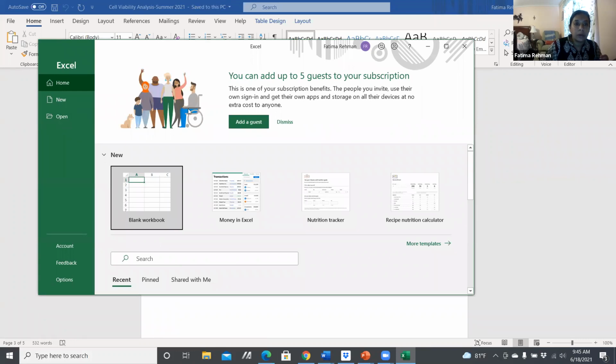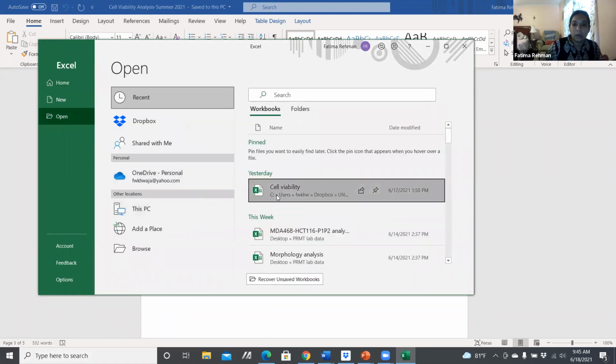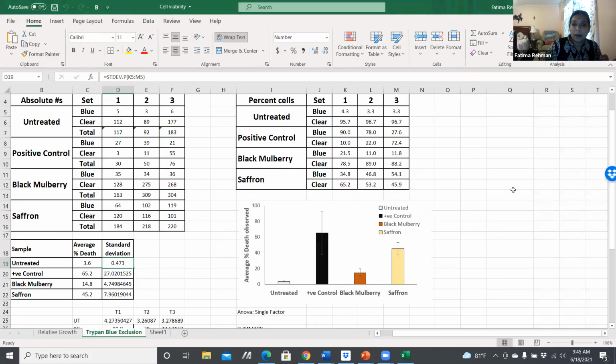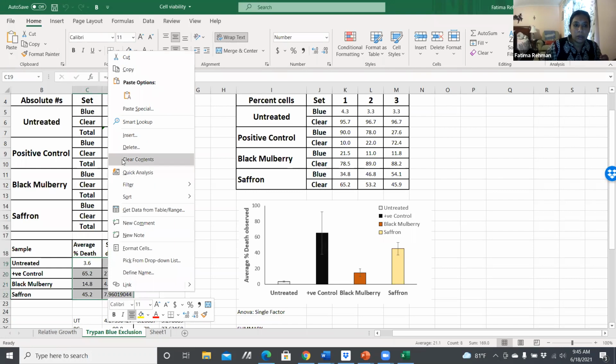I'm going to open one in a second. So this is the one that I was going to show you how to run. Clear contents.